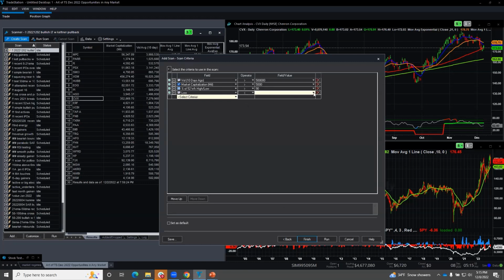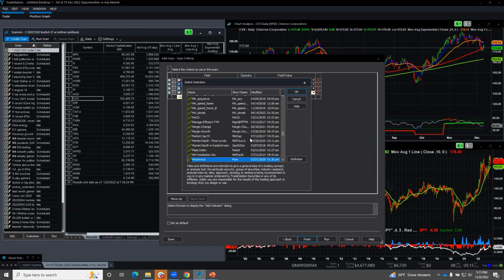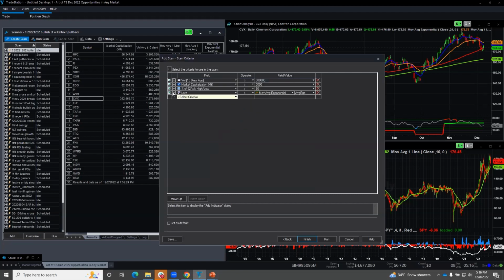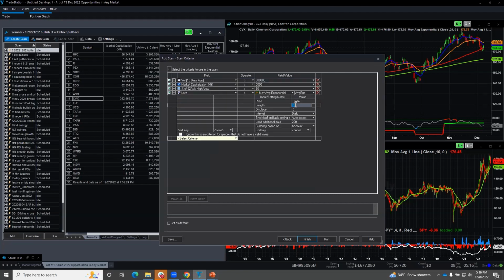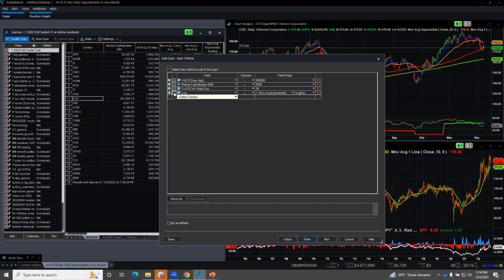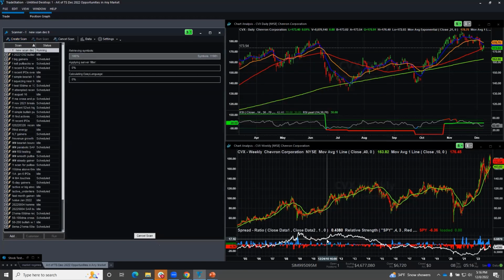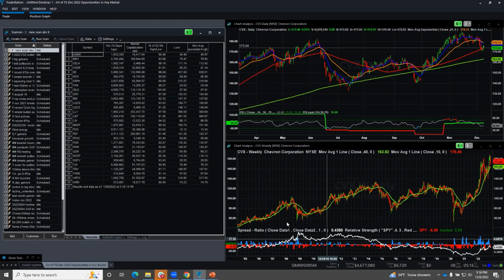Low, less than, and then we go to indicator. Then we go to moving average, exponential. And now we're going to click on this, open it up, and change it to 8-day. Click on that plus button. This is going to find stocks that are in the 90% part of their 52-week range, and the low touched under the 8-day exponential moving average, which again means you had some kind of pullback.